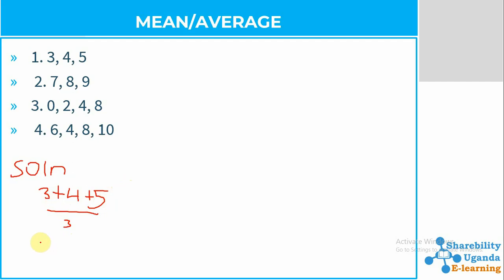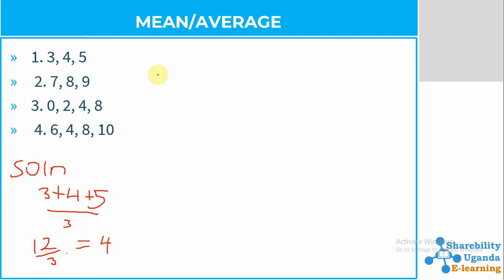So this simply means, what is 7 plus 5? We are going to have 12. Okay, 12, we're going to say 12 divided by 3. What is 12 divided by 3? We get our answer as 4.